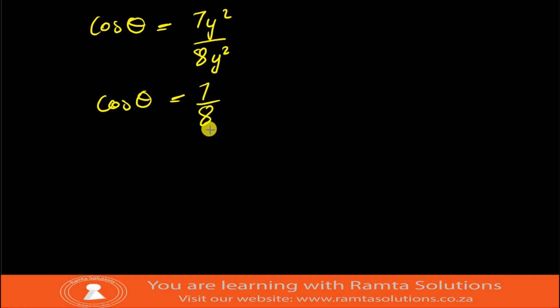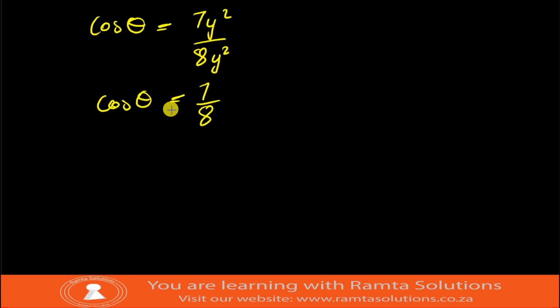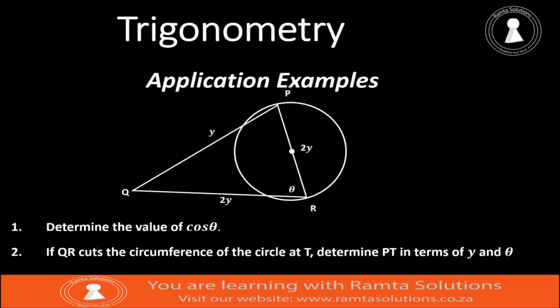It's up to you if you want to convert it to a decimal. I think it'll be 0.875. Yes, you can leave it as 7 over 8 or you can leave it as 0.875. You won't be penalized for it. All right, so this is our cos theta. Now, let us look at the second question.